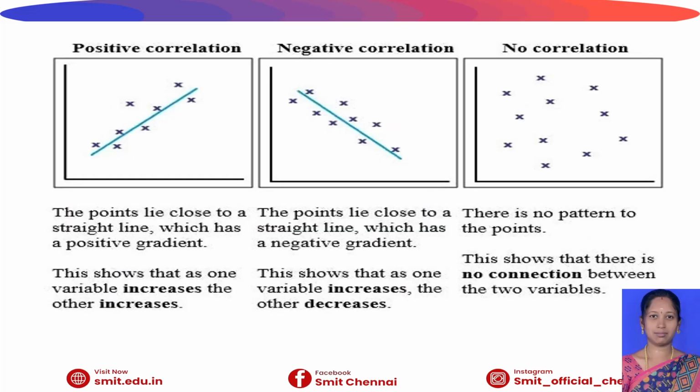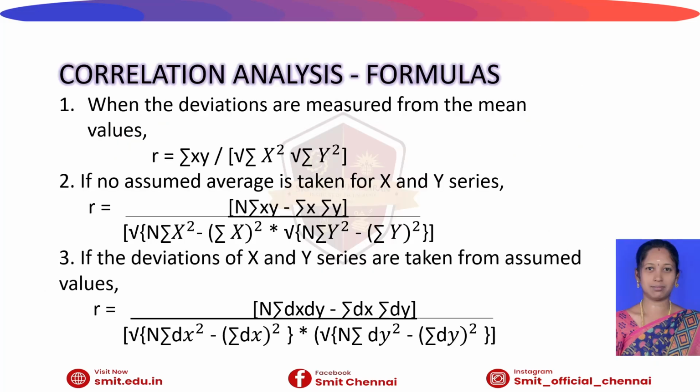In this picture, we are going to see positive correlation, negative correlation, and no correlation. Positive correlation: the points lie close to a straight line which has a positive gradient. This shows that as one variable increases, the other one increases. Negative correlation: the points lie close to a straight line which has a negative gradient. This shows that as one variable increases, the other one decreases. No correlation: there is no pattern to the points. This shows that there is no connection between the two variables.